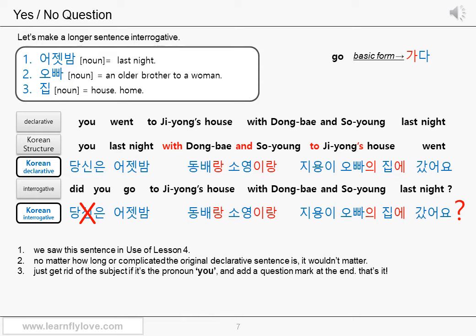어젯밤 동배랑 소영이랑 지용이 오빠의 집에 갔어요? That's it. It's nothing. Now you can make as many yes/no questions as you learned declarative sentences. No matter how long or complicated the original declarative sentence is, it wouldn't matter. Just get rid of the subject if it's the pronoun you and add a question mark at the end and make rising tone yo sound, okay?